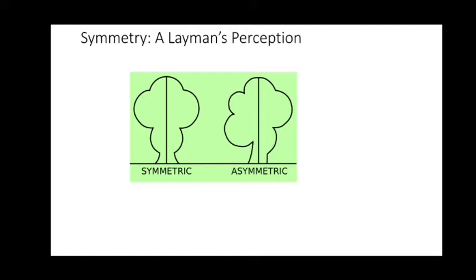So it has no symmetry along this line. So as I said, whenever we talk about symmetry, a layman, a common man, will try to connect it with certain shapes or patterns. And he will find this tree symmetric, while he will not find this symmetric. He will find this asymmetric.